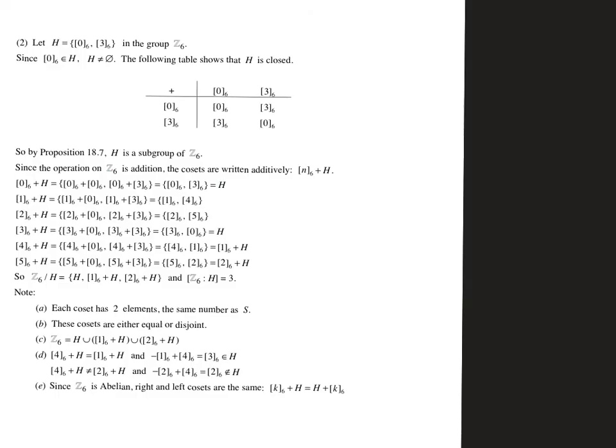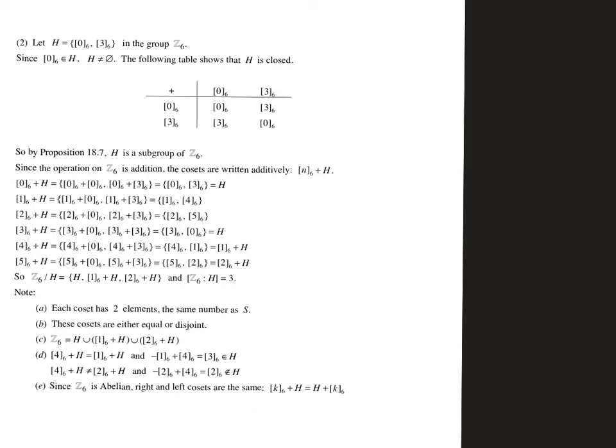This slide has another example. We're looking at a subgroup in the group Z mod 6. Our subgroup is 0 mod 6 and 3 mod 6. We've got a little operation table to show that it is in fact closed under addition, and because we're working with finite subgroups, that's all we need. We've got the H as a subgroup of Z6.